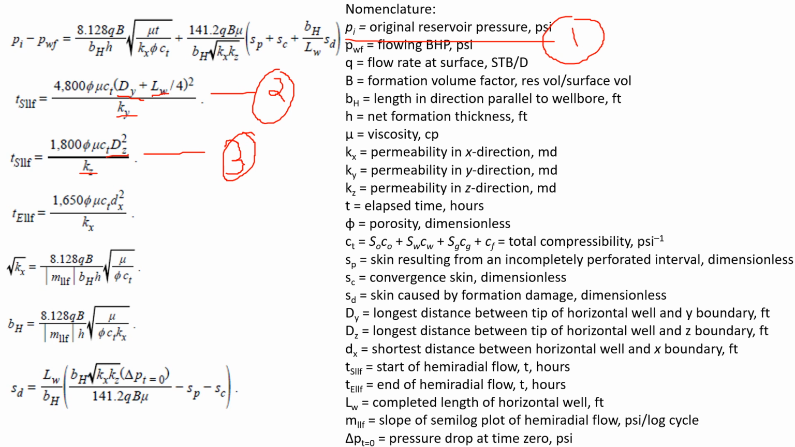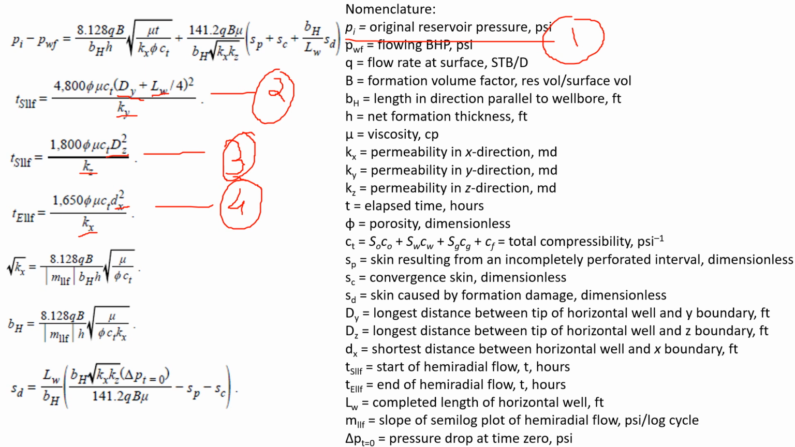Usually, the start of the late linear flow regime is dictated by the time to reach the boundaries in the y direction. The end of this period is given by equation 4. The end of the late linear flow regime depends on reaching the nearest boundary in the direction perpendicular to the wellbore, which is the distance small dx, and on the permeability Kx in that direction.